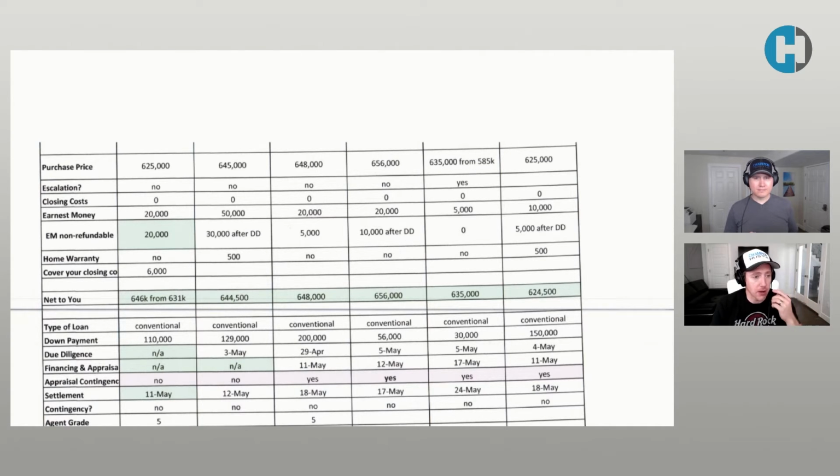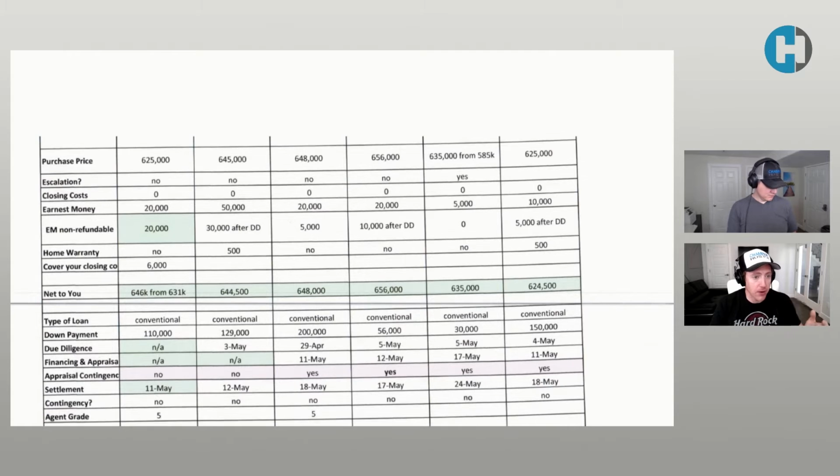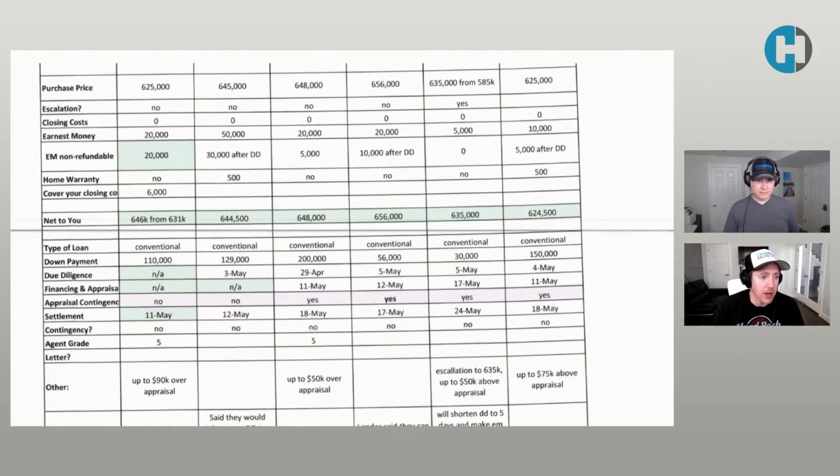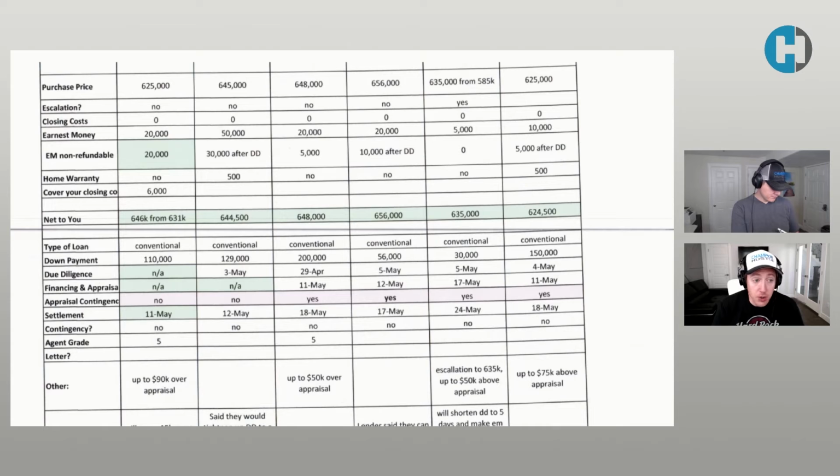So we've got the purchase price, whether they had an escalation clause, if they were contributing to closing costs, how much earnest money they were putting in, how much of that earnest money was hard or non-refundable from the beginning, and whether they were requesting a home warranty, which is basically we contribute $500 to closing so that they can choose a home warranty. It's not that big a deal.